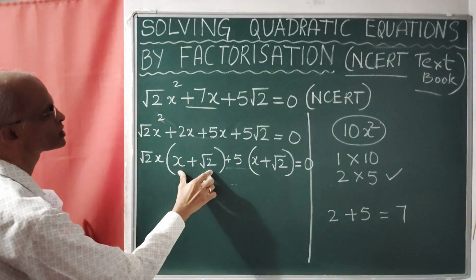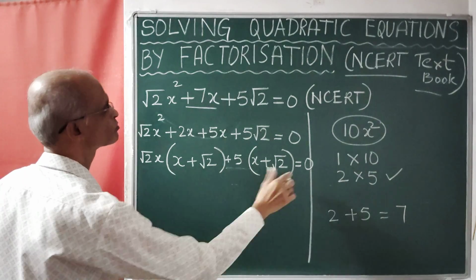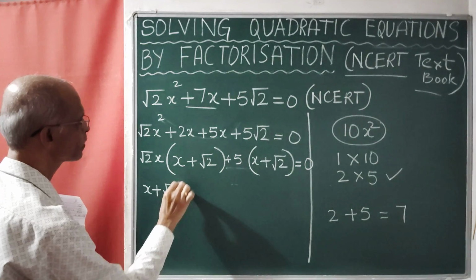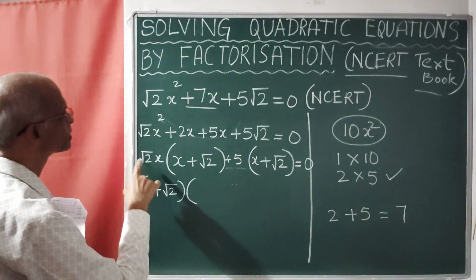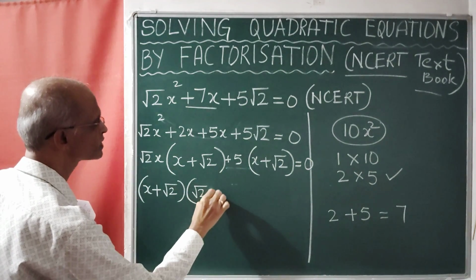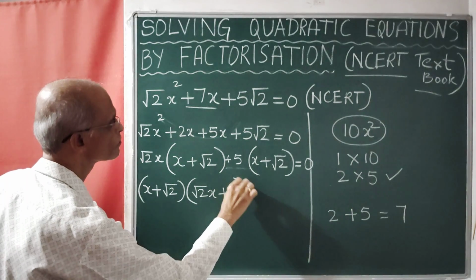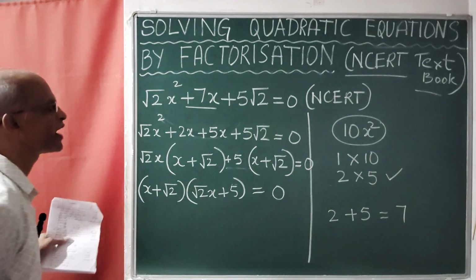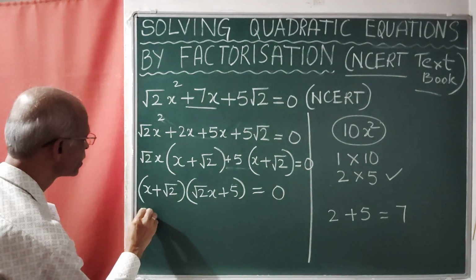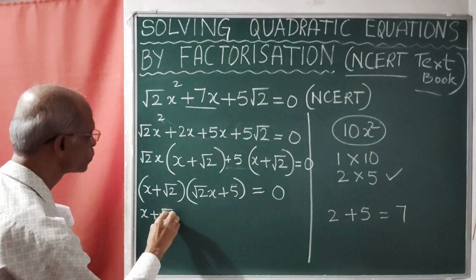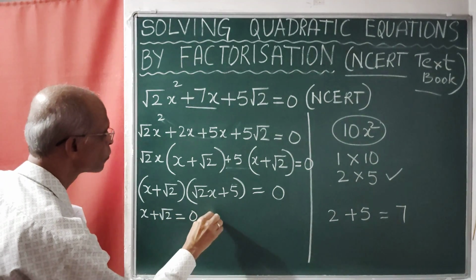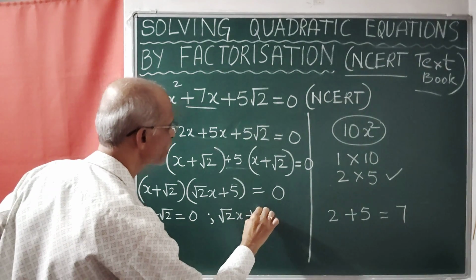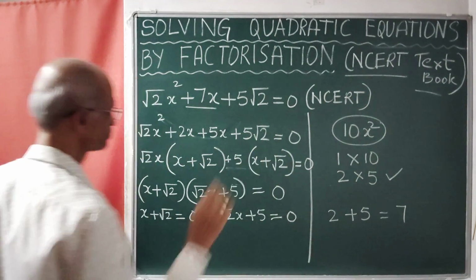Now again x plus root 2 is the common factor between the two terms. So the common factor, I am taking it outside, x plus root 2, then root 2x plus 5 is equal to 0. I have got two factors here. I will equate each factor to 0. x plus root 2 is equal to 0. Root 2x plus 5 is equal to 0.